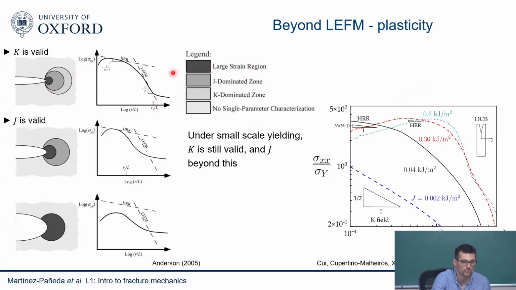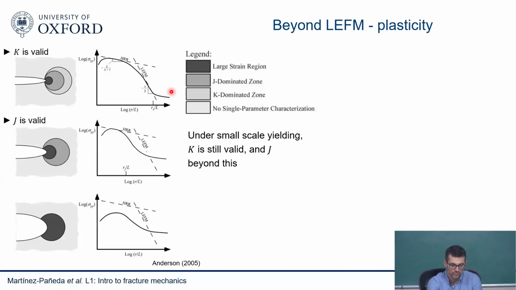You have a large strain region, you have a J-dominated zone that I will explain in a minute, and then you have this K-dominated zone. And you can see that, if you plot your stresses as you approach the crack tip, you do have this K-dominated zone. You have the square root singularity. So K still uniquely characterizes your stress state ahead of the crack. You can still use K, you can still use linear elastic fracture mechanics.